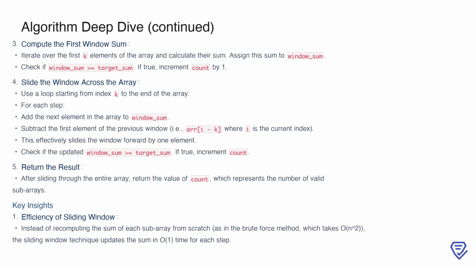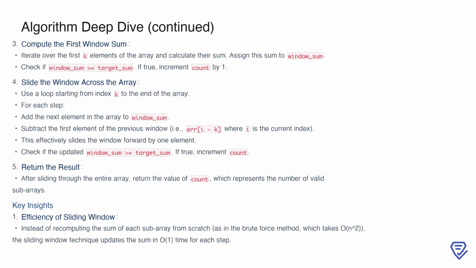Next, we slide the window across the array. For each step, the window shifts forward by one element. To update the window_sum efficiently, we add the next element in the array and subtract the first element of the previous window. This ensures that the window always reflects the sum of exactly k elements. After updating the window_sum, we check if it meets or exceeds the target sum. If it does, we increment the count.